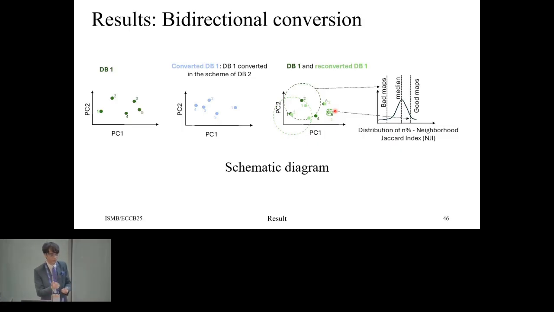So we ask if the top 5% of the population's neighborhood is the same for what you start with and what you end up with. And we calculate a Jaccard index based on that. So here are some of the results.